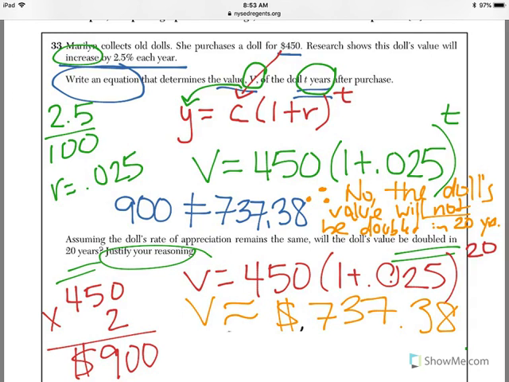So since I ran out of room, I wrote the explanation in these little squiggly bubbles. So to justify it, I just wrote that since $900 is not equal to $737.38, therefore no, the doll's value will not be doubled in 20 years. So you really want to make sure that you can justify your reasoning not only with the math, but with a statement at the end.